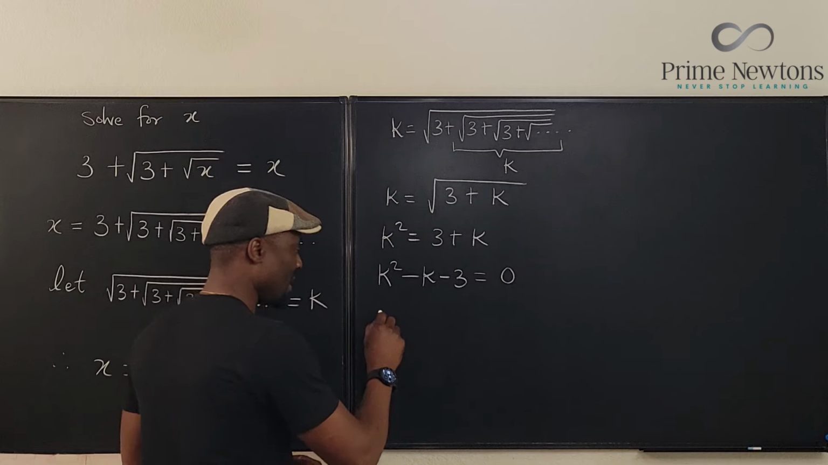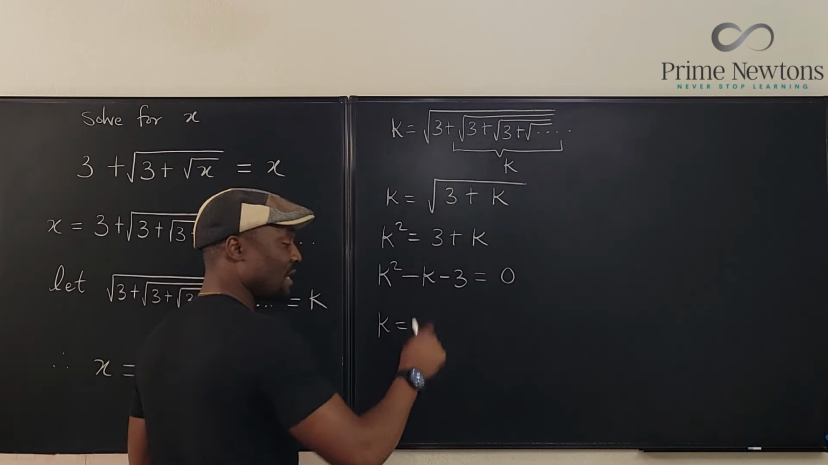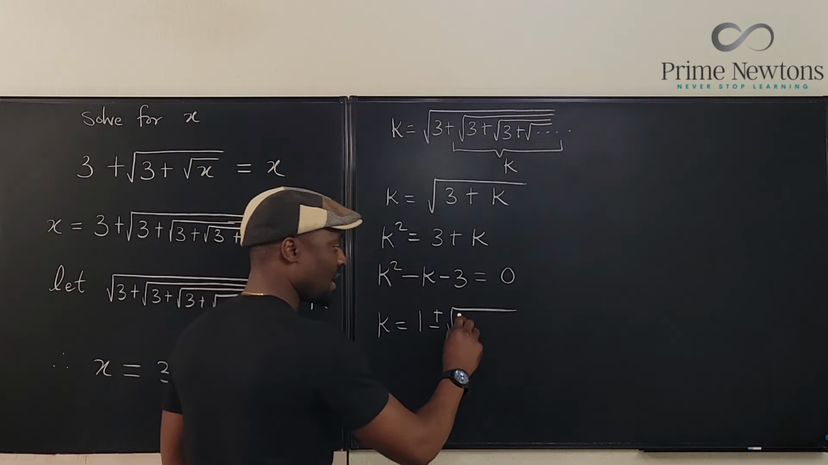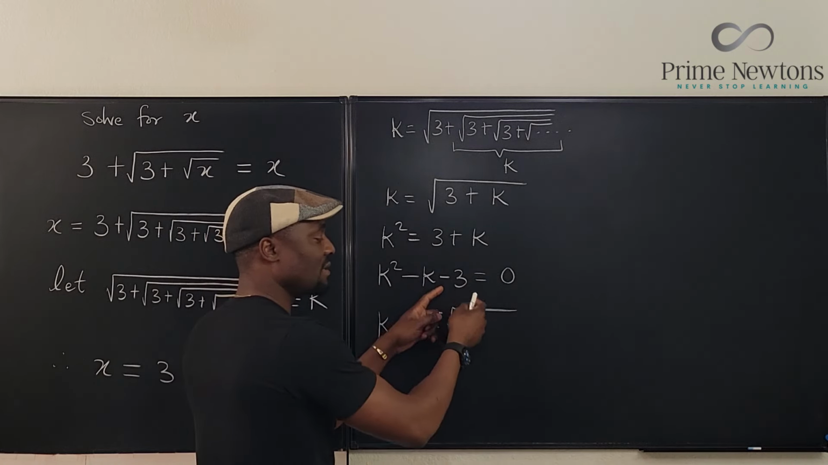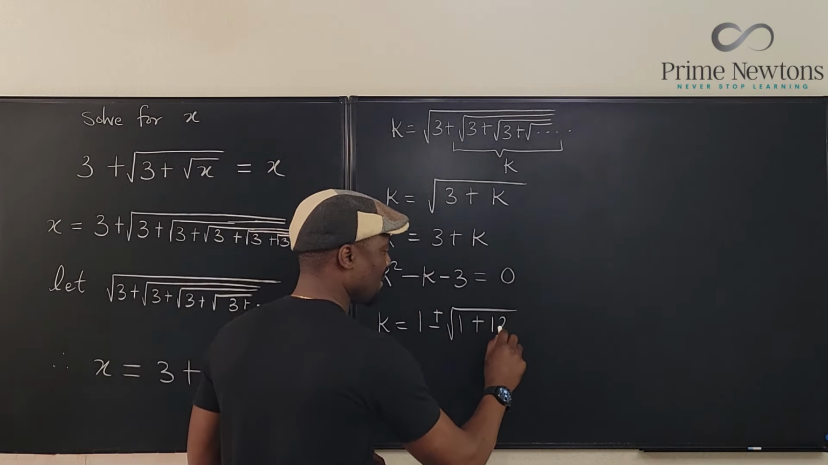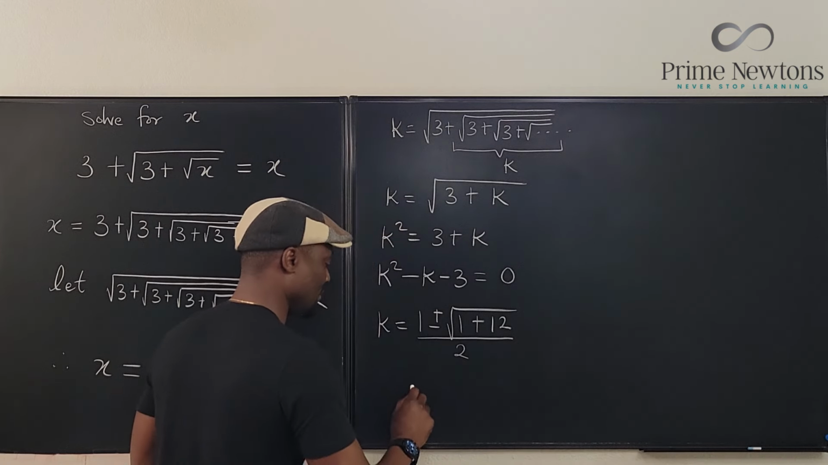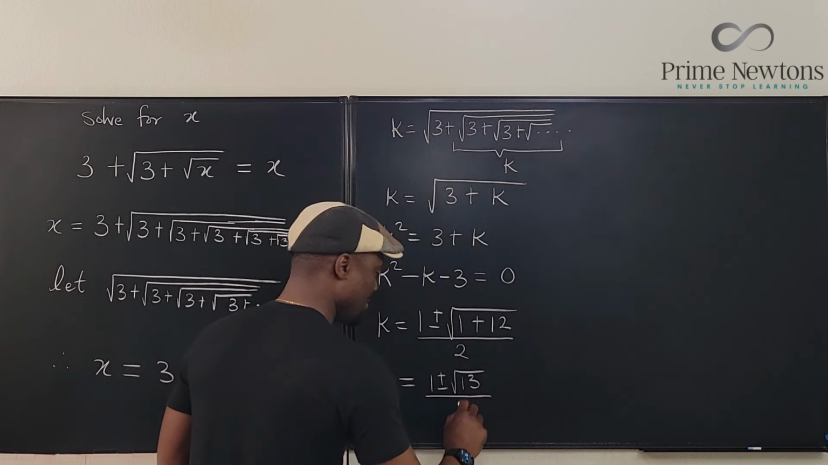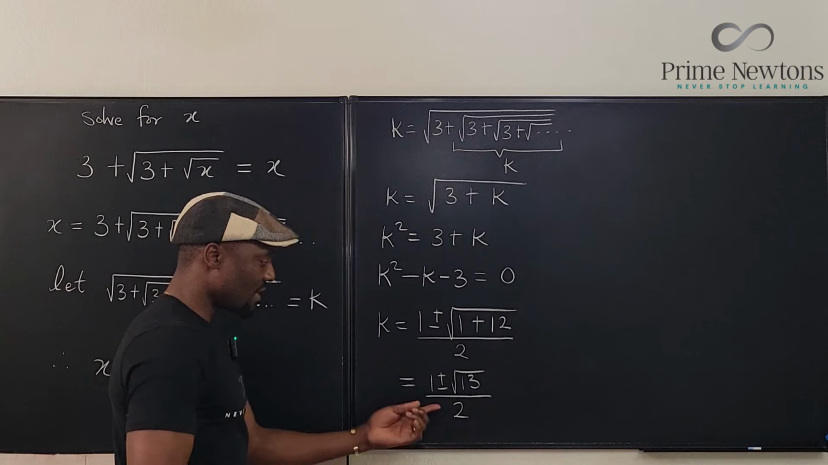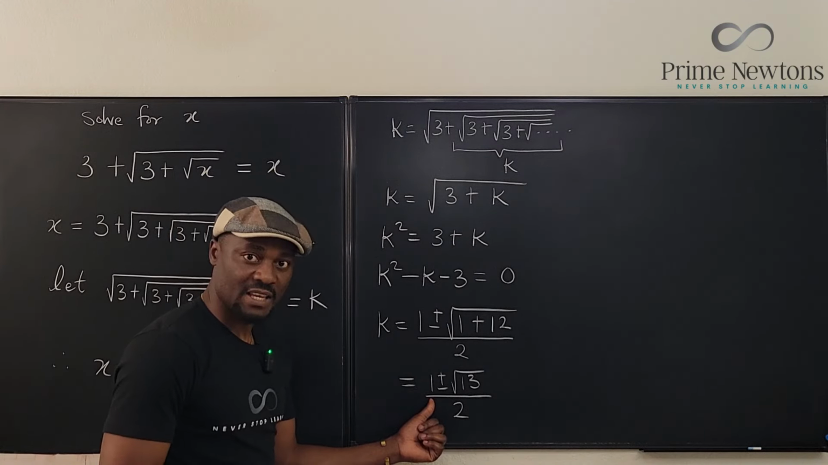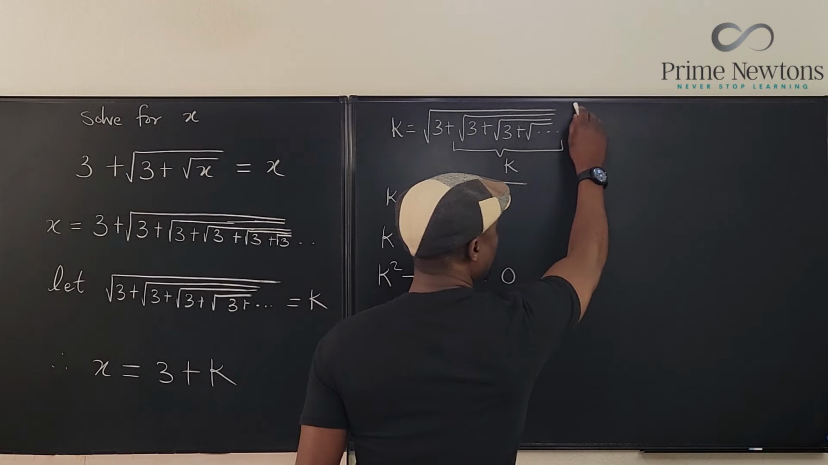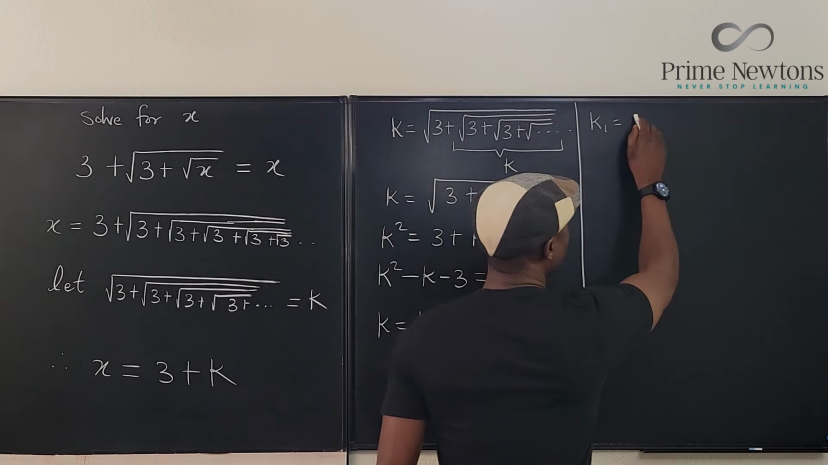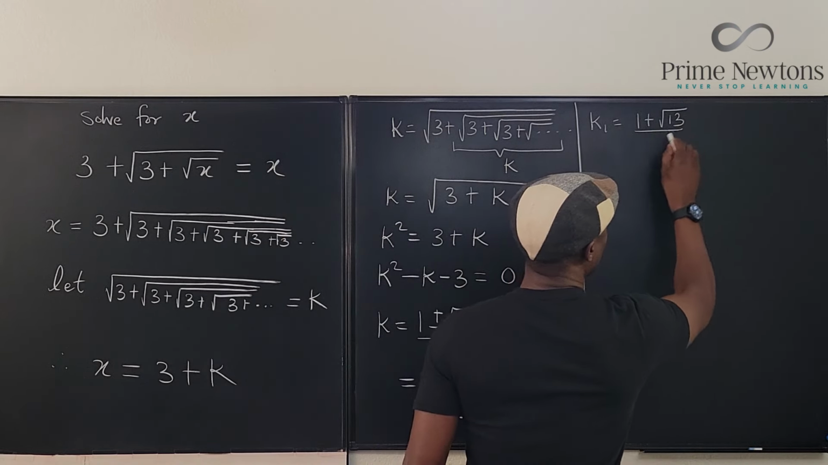If I use the quadratic formula, I know that k will be minus b. Minus b is minus minus 1, which is 1, plus or minus the square root of b squared, which is going to be 1, minus 4ac. 4 times 1 times minus 3 is going to be plus 12, all over 2 times 1, which is 2. So the answer here is 1 plus or minus the square root of 13 divided by 2. That's k. Now, there are two solutions hanging here. k1 is going to be 1 plus square root of 13 over 2.